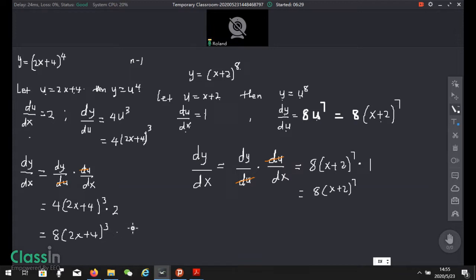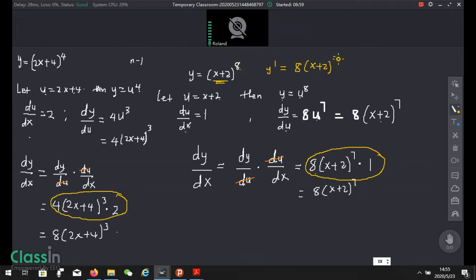So that's the final answer. Now, let's look at the answer and notice something. We look at this section of this answer and we look at this section of this answer. We can see that in this situation, when we find dy/dx, this 8 is the power. So it's 8 multiplied by this element, which is x plus 2, reduced by 1, multiplied by the derivative of the expression in the bracket.